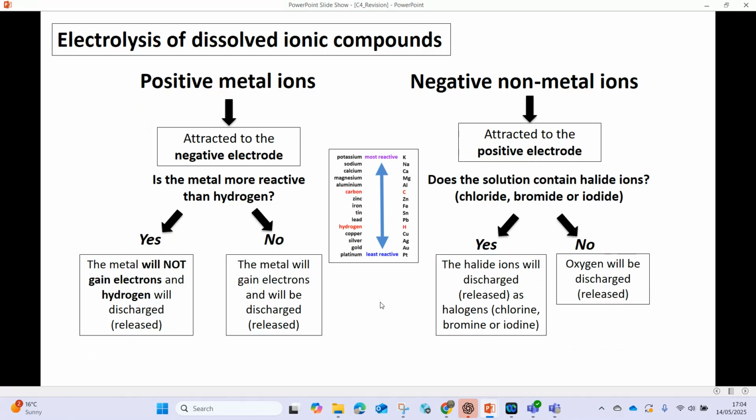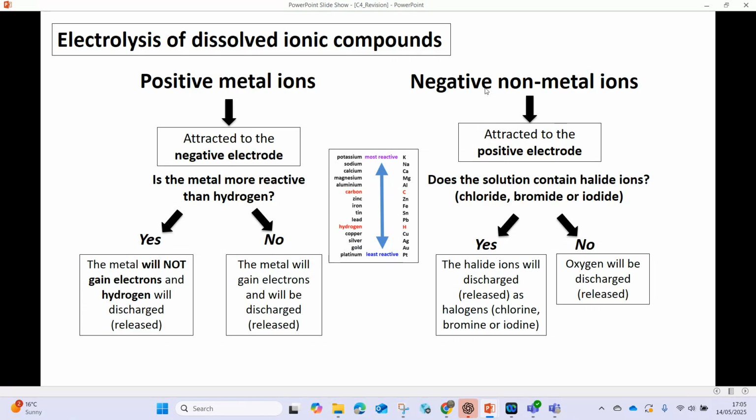As a summary, if you're doing electrolysis of dissolved ionic compounds, any positive metal ions in your solution will be attracted to the negative electrode. But if the metal is more reactive than hydrogen, then the metal will not gain electrons and hydrogen will. So hydrogen will be discharged or released. If the metal is less reactive than hydrogen, for example copper, silver, gold or platinum, the metal will gain electrons and will be discharged in the solution.